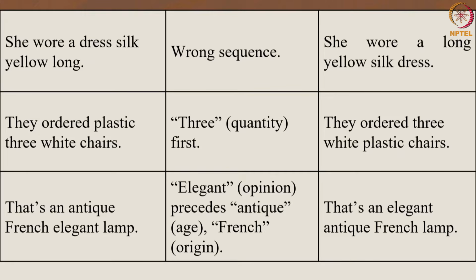Next one, that's an antique French elegant lamp. Elegant is an opinion. It precedes antique, that is age, and then French, the origin. Correct form would be, that's an elegant antique French lamp.